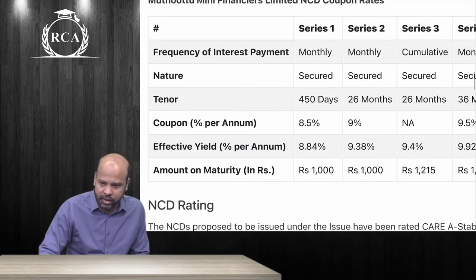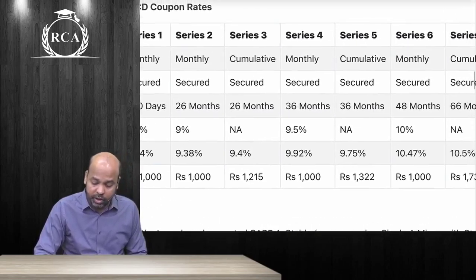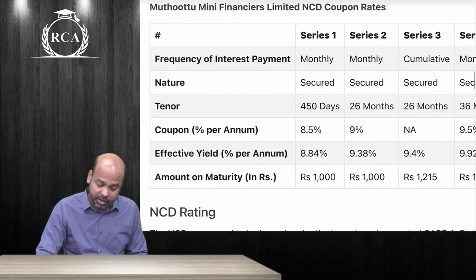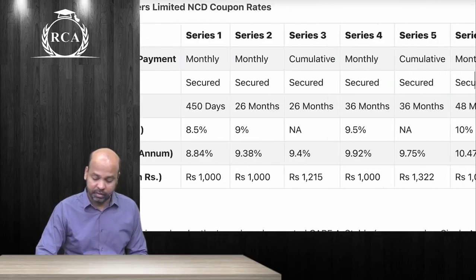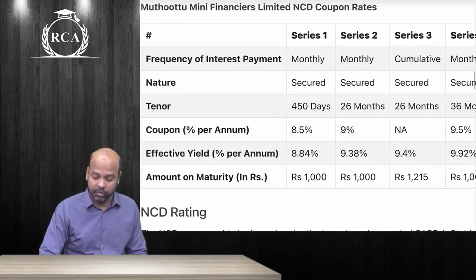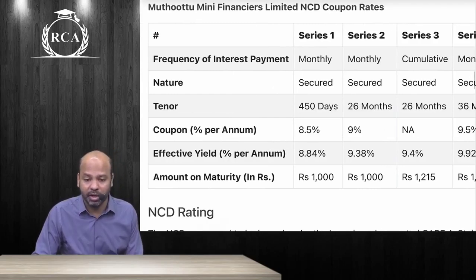Is it understandable or not, beta? The ones who are directly opting for the cumulative option, beta, 12 months. This was only for the 450 days one. So that is why you do not see a cumulative option. They will directly offer a yield of 8.84%.